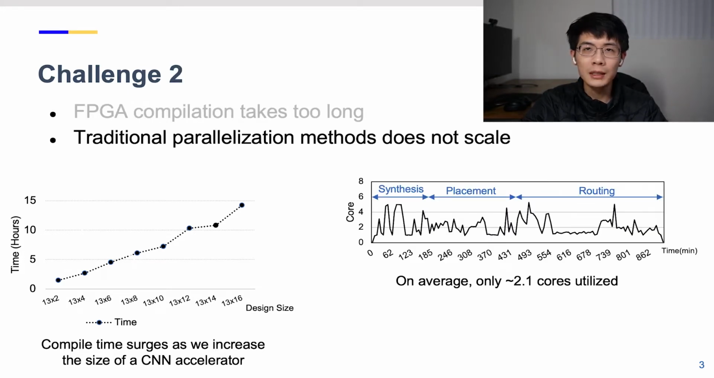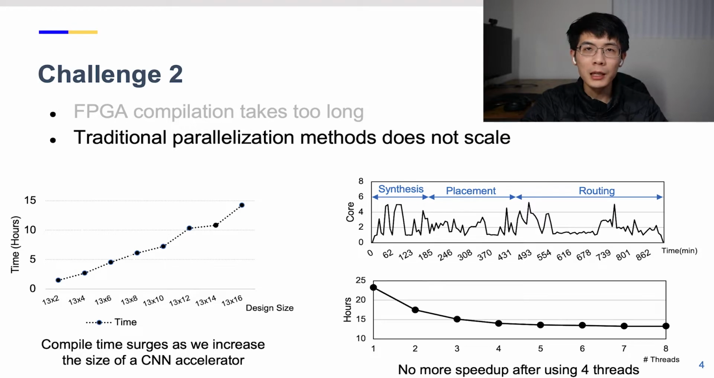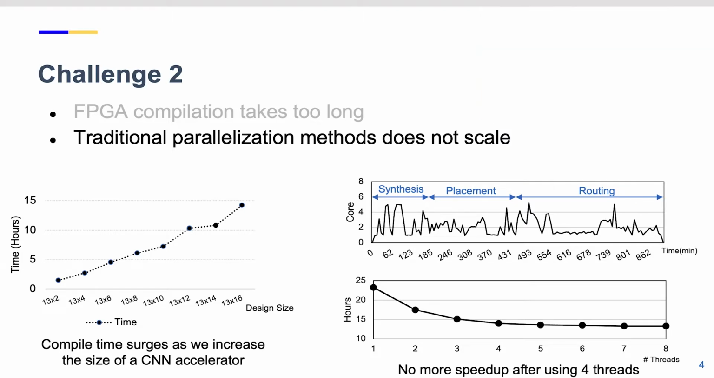We profiled the CPU utilization in the compilation process and found that, on average, only about 2 CPU cores are active. In this figure, the horizontal axis is the time and the vertical axis is the number of cores active. From another perspective, we measure the total compile time as we increase the number of threads. It turns out that the yield is negligible beyond using 4 to 6 threads. This figure shows that using one thread will take more than 20 hours. Using 4 threads reduces the compile time to around 15 hours, but using more threads can hardly get us more speed up.